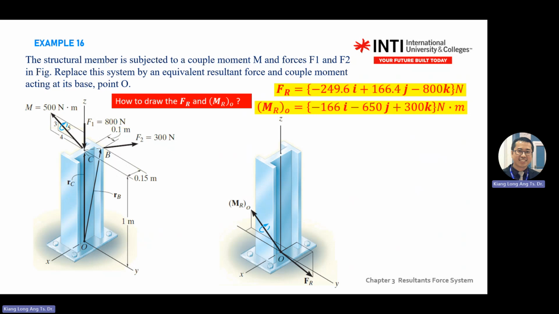So of course in the test you don't need to really show me the 249.6, you don't need to do that here, but as long as you show me the direction: the direction of negative X, positive Y, and negative Z. Means positive region, negative region, and so on. Okay. MRO also same.